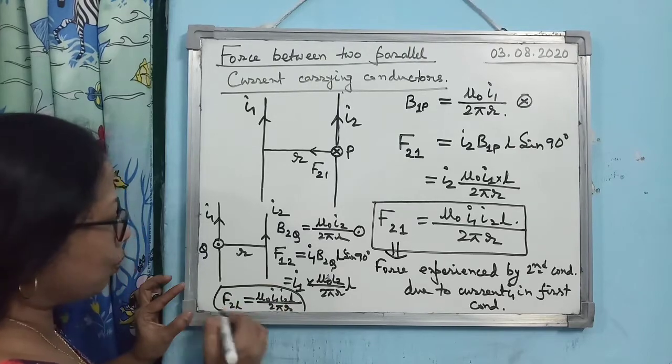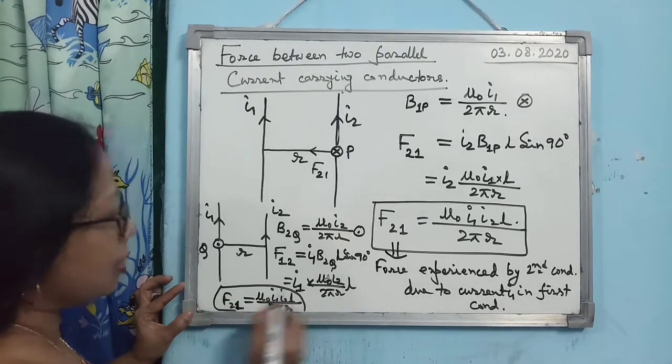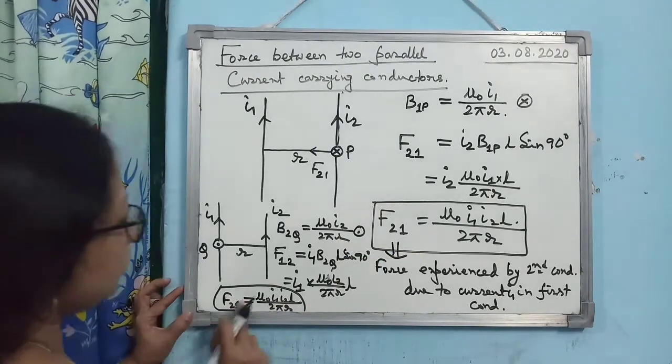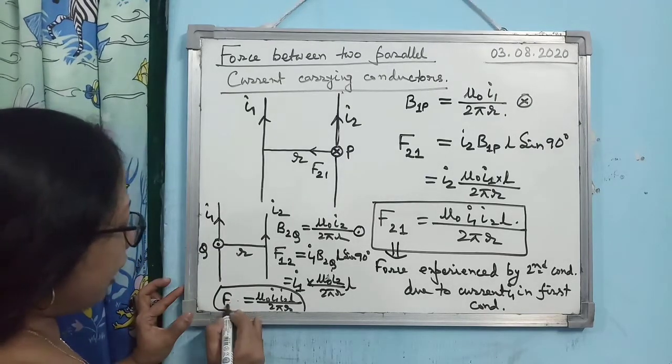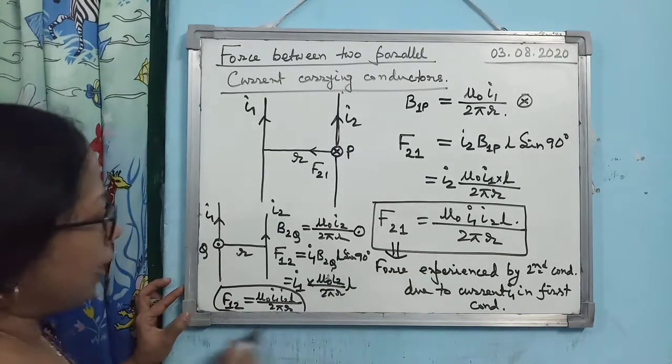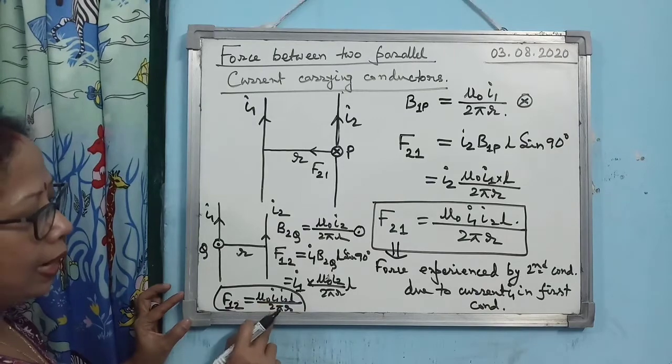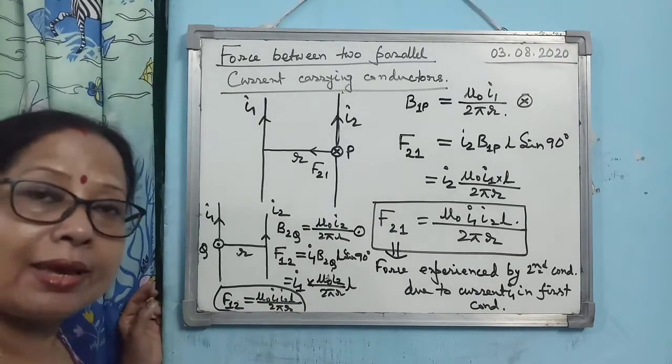So look at the expression for F21 and F12. This is F12. F12 and F21, mu 0 I1 I2 L by 2 pi r, the same force.